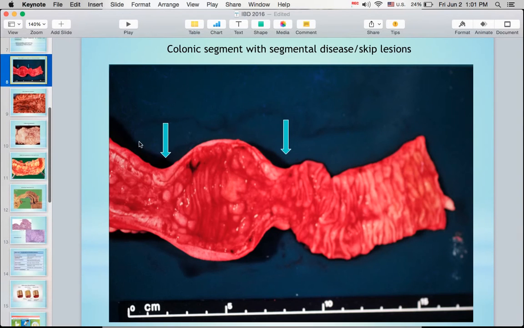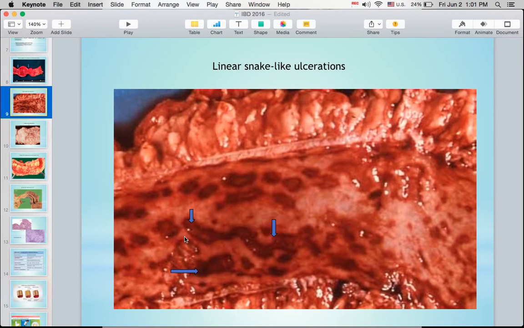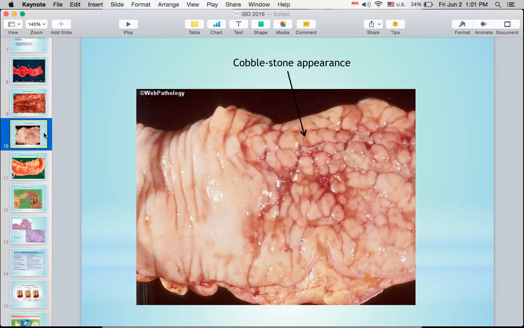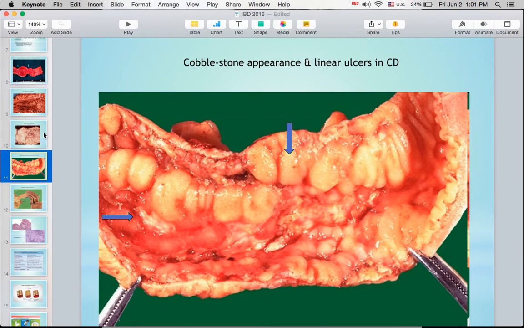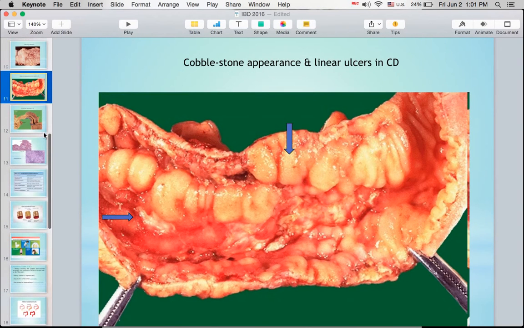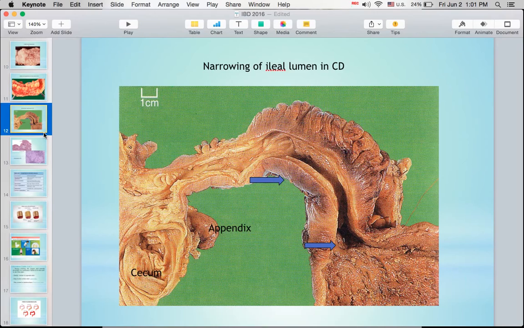Moving on to the gross features, as you can see, we have these two areas that are narrowed, but this area seems normal, right? So it has skipped this area, and this is the concept of colonic segment that has skip lesions. This is an ulceration that is linear and it's shaped like a snake. Linear snake-like ulceration, cobblestone appearance, another picture that shows us the cobblestone appearance.